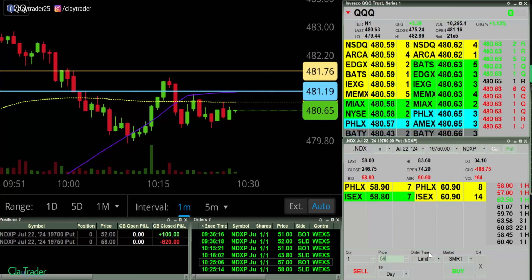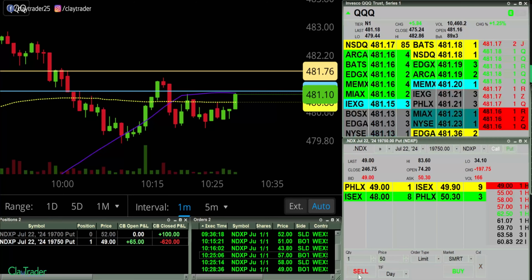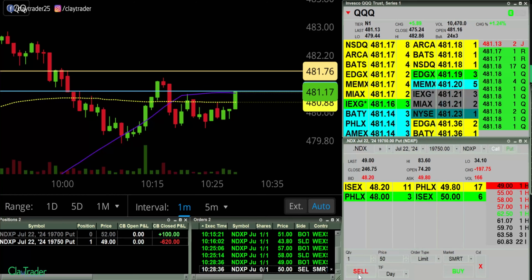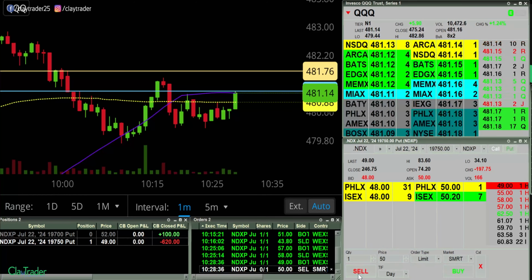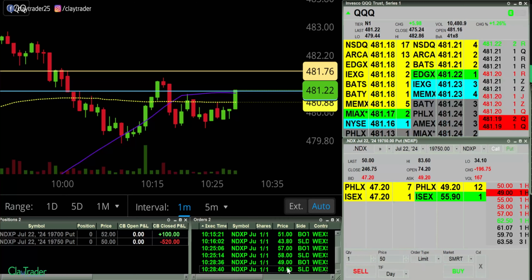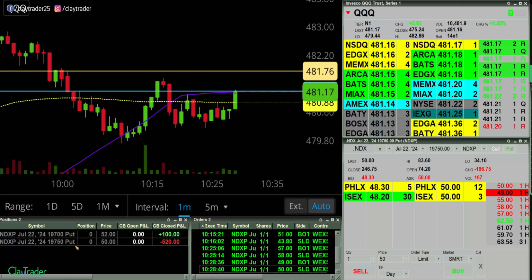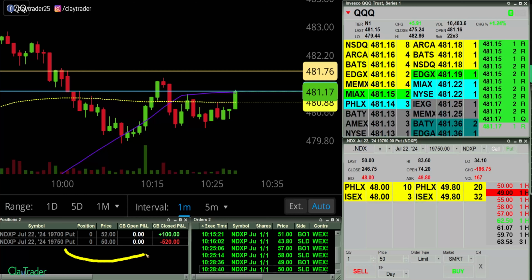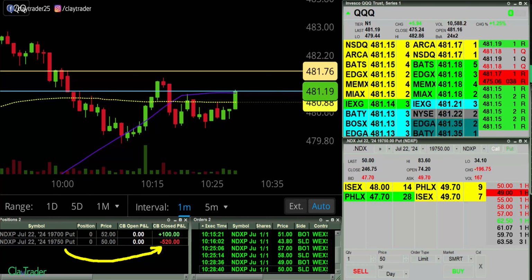All right, I'll pause to keep a close eye on it. Have an order at 49, in at 49 for a put, and out for another $100 there. Once again, same strike price, so I realize you don't see the 100, but that is now at minus 520.